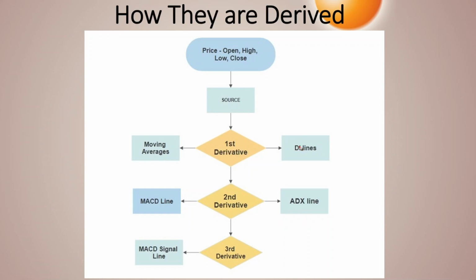Now, on the DI line side, we don't look at the close. We don't look at the open. Okay, we're only looking at the high and low. And for the positive DI, we're looking at the high. And for the minus DI, we're looking at the low. So these aren't even taken into the calculation here. So I've got the high and low.